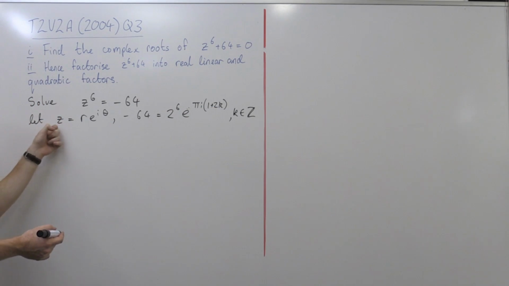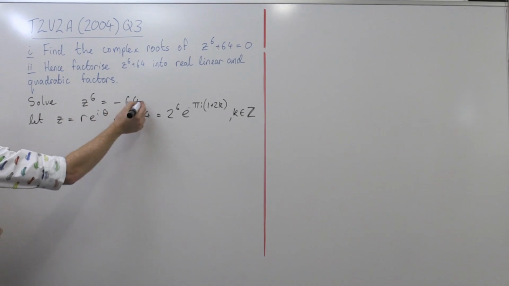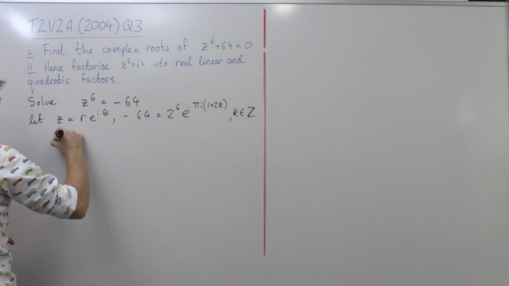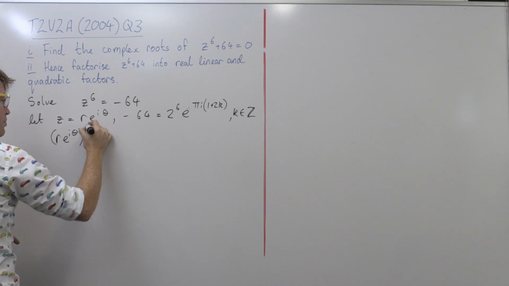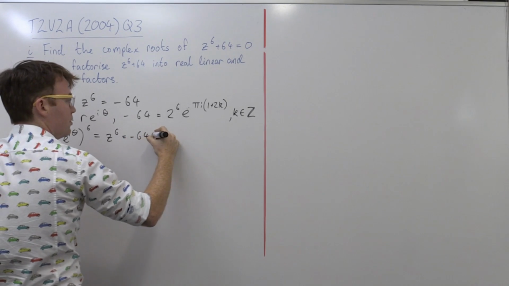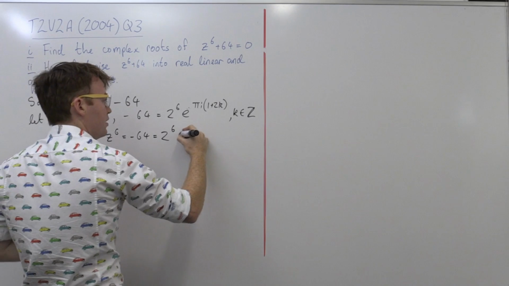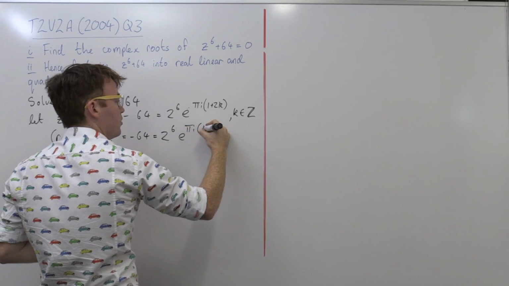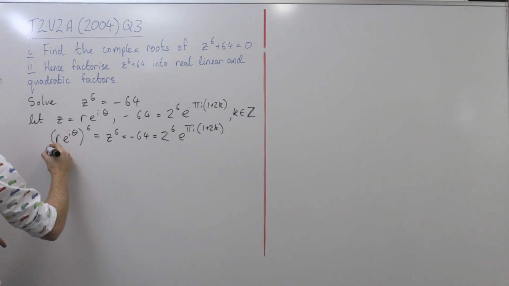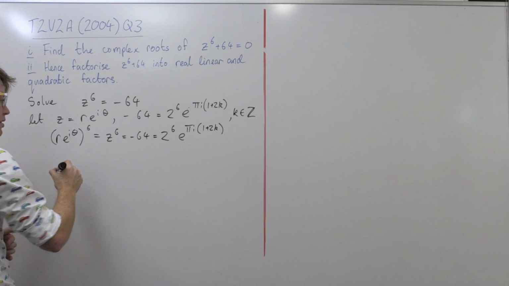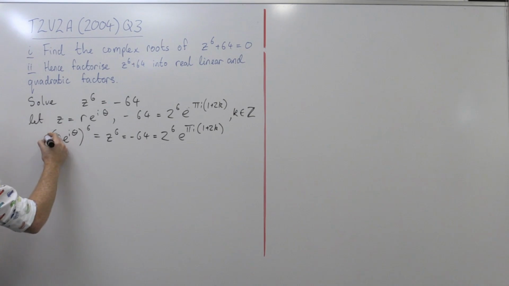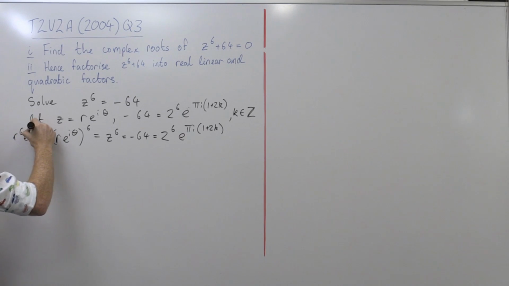So I'm letting my two things be polar form. z to the 6 is supposed to be equal to negative 64, so I'll just write it out. z to the 6, so that's r e to the i theta to the power 6, is equal to negative 64, which is 2 to the 6 e to the pi i (1 plus 2k). What I'll do now is compare the modulus and argument of these two numbers. Well, I do want this as r to the 6 e to the 6 theta i.